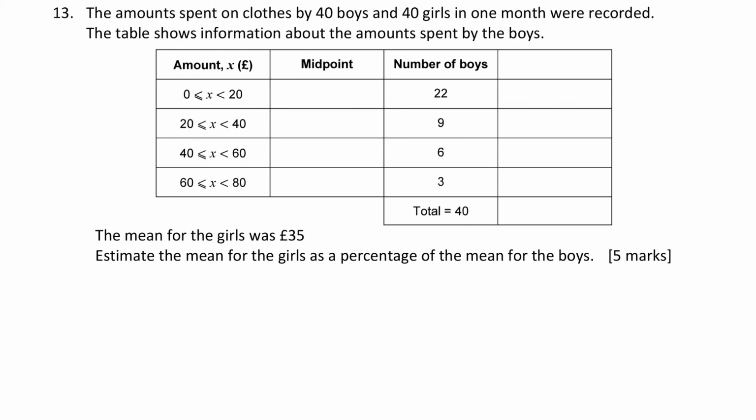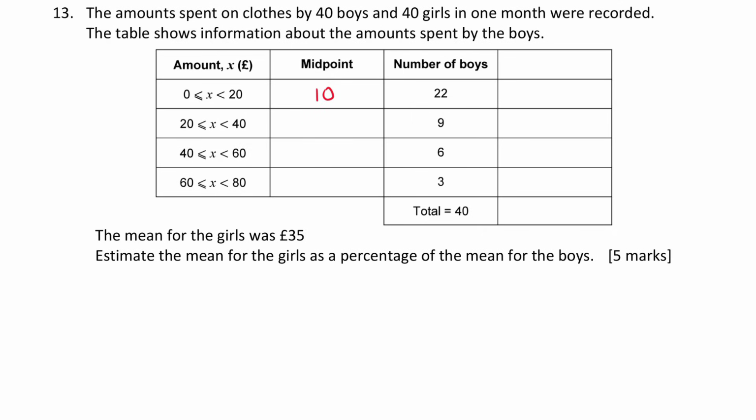Obviously the first thing I need to do is find the mean for the boys. The table is already set up for it. To estimate the mean from a group frequency table, the first thing you've got to do is work out the midpoints of each of the groups or classes. That's because, for these 22 boys, you know they spent between 0 and 20, but you don't know the precise value, because the data's been grouped. So we use 10, halfway between them: 0 plus 20, divided by 2, is 10, as an estimate of what those 22 boys spent.